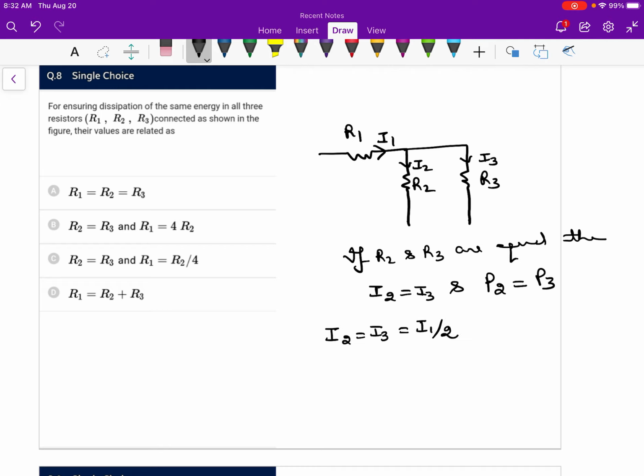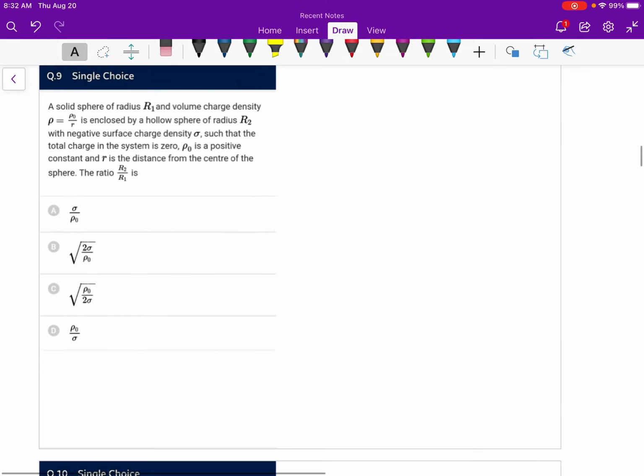Now same power in R1 and R2. So power in R1 is I1 square R1, and power in R2 is (I1 by 2) square into R2. So R2 is 4R1. So R2 equals R3, and R1 is R2 by 4. So C is the correct option. So this is a good question.